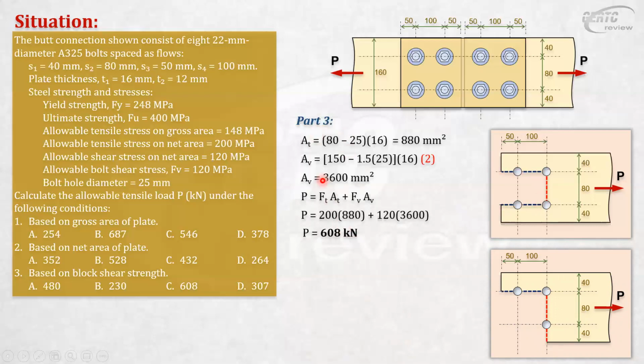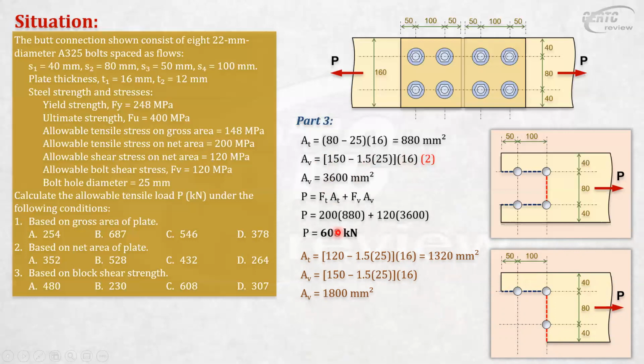Let's identify the tension area. The tension area will be 120 less 1 1/2 of the hole, this one, times 16. So 1,320. No more times 2, only 1. And for the shear, it will be the same as this, just without the times 2. The same as that, but there's only 1. There's no more shear on this end here. So that will be 1,800.